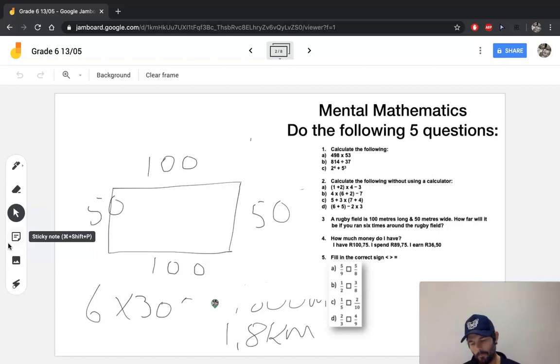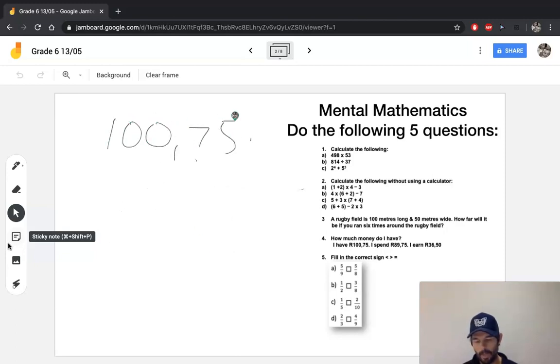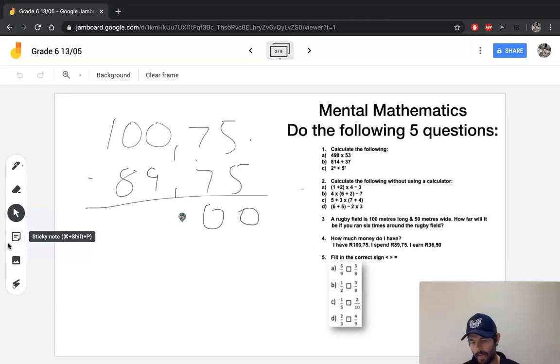Question 4. How much money do I have? I have 100 Rand and 75 cents. Okay, so let's put that in there. 100 Rand and 75 cents. I spend 89.75, and then I earn 36 Rand 50. So the first thing I'm going to do is find out how much I've got left after spending 89 Rand 75. And that's going to leave me with 11 Rand. And then I need to add 36 Rand 50.